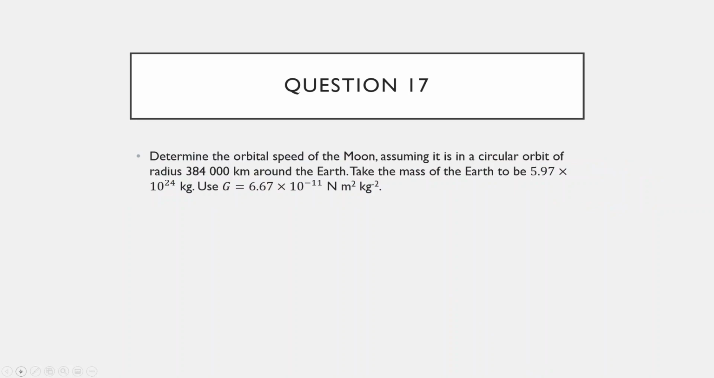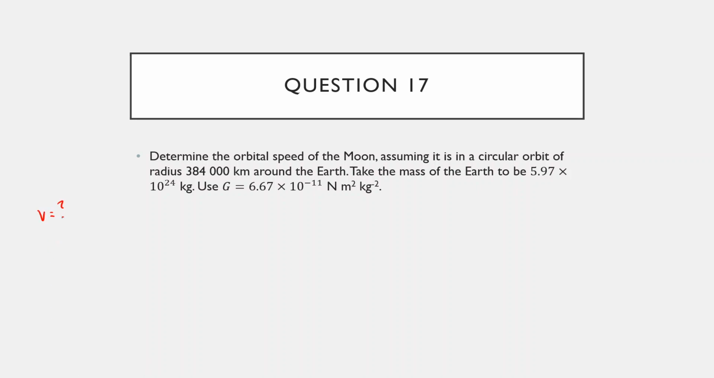It says, determine the orbital speed of the moon, assuming it's in circular orbit of radius 384,000 kilometers around the Earth. Take the mass of the Earth to be 5.97 times 10 to the 24 kilos. Okay, cool. So strategy here, basically just write down what you know and what you're trying to find. We're trying to determine the orbital speed of the moon. So that's what we want.